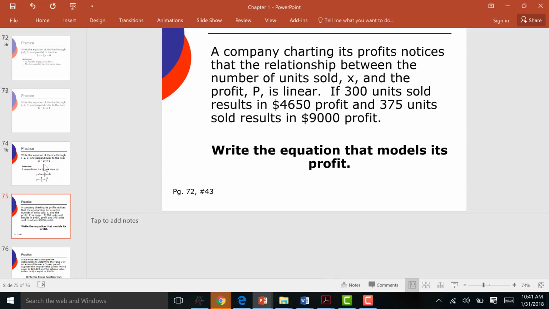Now I'm just going to distribute. I'm trying to get y by itself, right? So I'm going to multiply 58 times x and 58 times 300. So I end up with 58x. What's 58 times 300? Somebody do it on the calculator. 17,400. Okay. I need to get y by itself. What should I add to both sides? 4650. Yeah, 4650 to both sides.